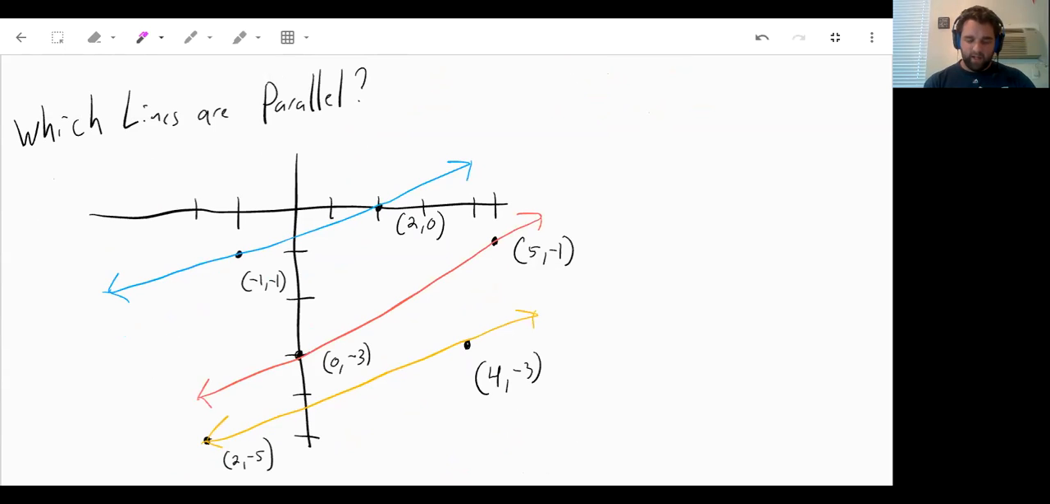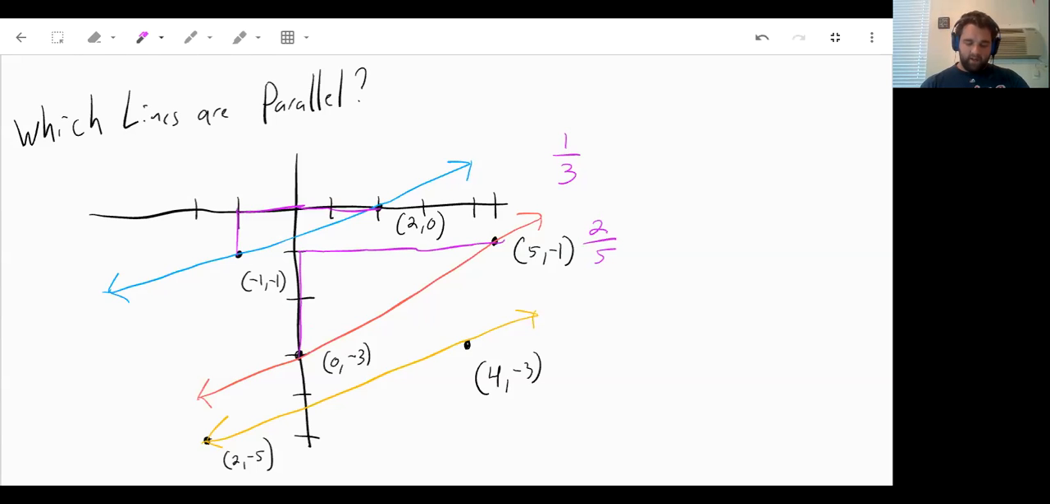So for this blue line, to get from our first point to the second point, we go up 1 and right 1, 2, 3. So up 1, right 3. For this red one, we go up 2, right 1, 2, 3, 4, 5. So up 2, right 5. Those slopes are not the same, so the blue line and the red line are not going to be parallel because the slopes aren't the same.